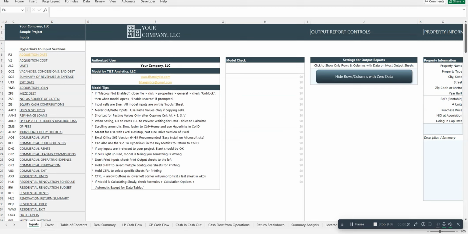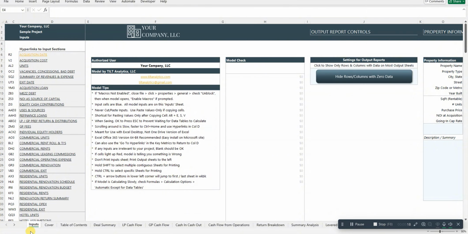Here is the hotel acquisition model from Tilt Analytics. So this is the model you want when you're buying an existing operating hotel. If you've seen the other model videos on the website, you'll recognize the structure of the tool.